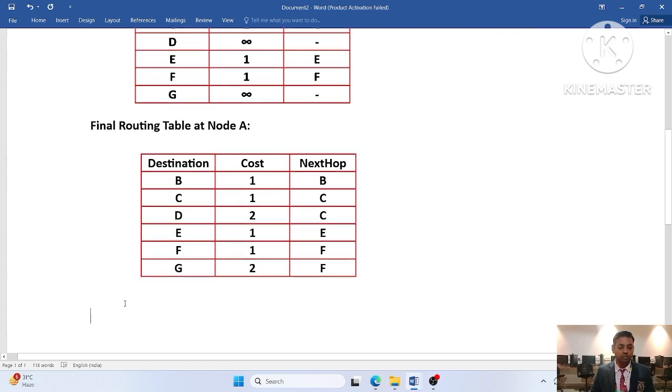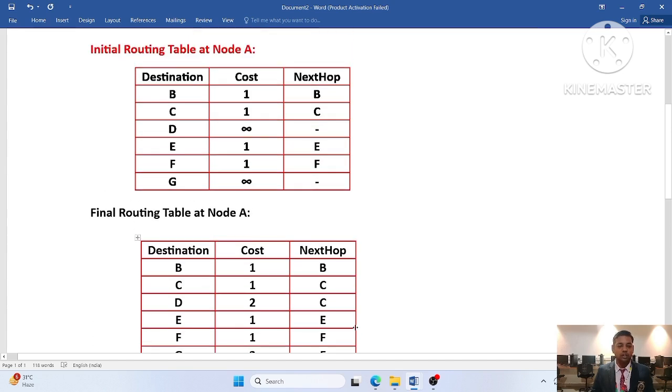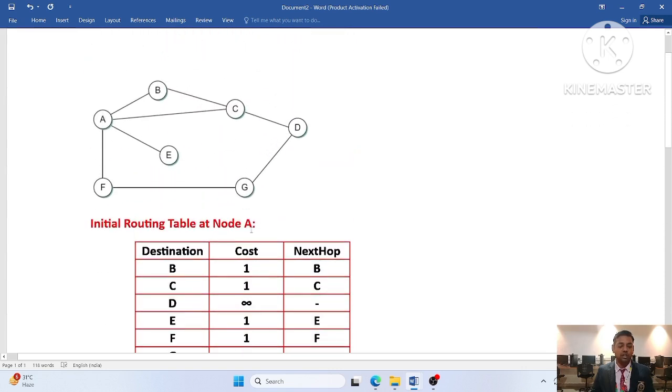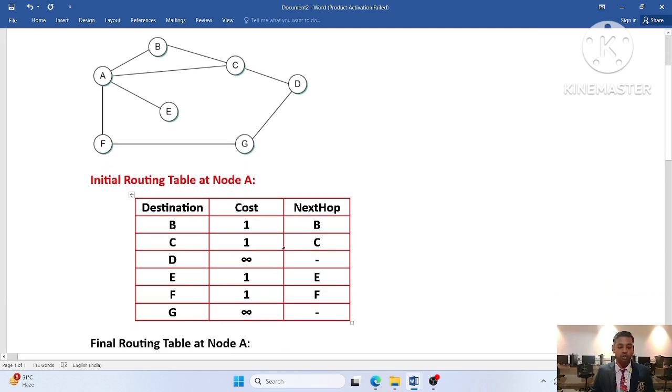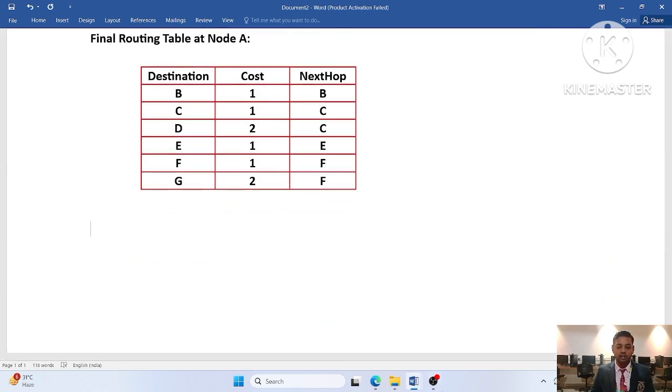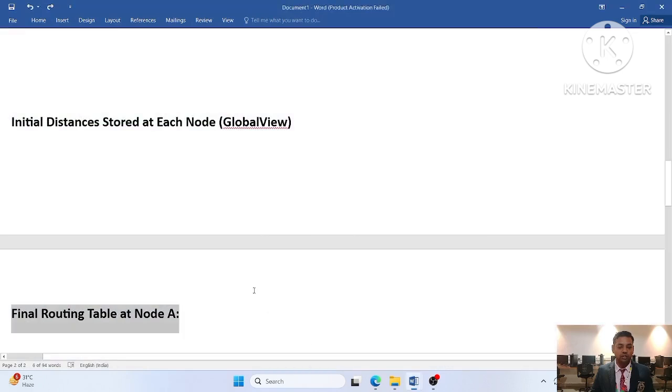If there are more nodes in the network, then it is very difficult for us to construct the routing table for each router like this. We have to construct the initial routing table and final routing table for all the routers. Instead, we can directly go for the global table.